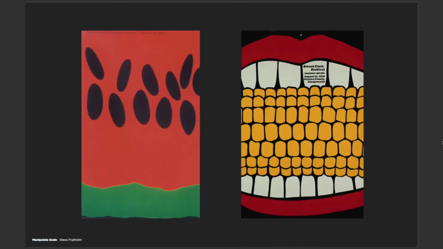Here's another great example of manipulating scale. In this case, we're zooming in on something to see it from an angle that we're not used to. And it makes something like this corn much more engaging. Although the corn is drawn in a pretty normal way, the fact that we're zooming in on it and focusing on this action of eating it is making it really interesting. This is also a great example of simplification.